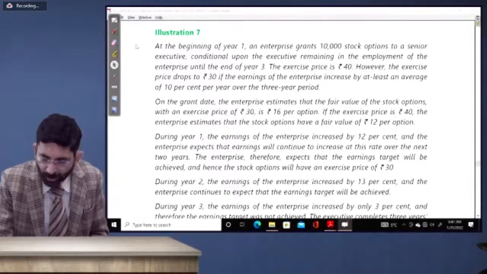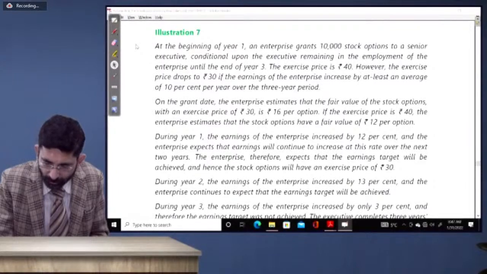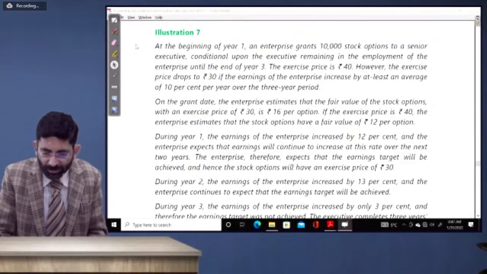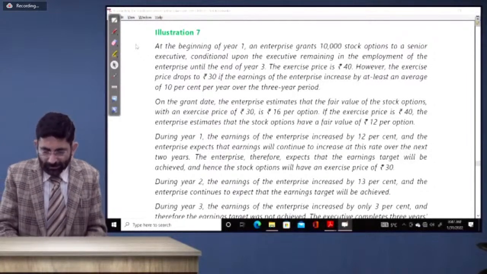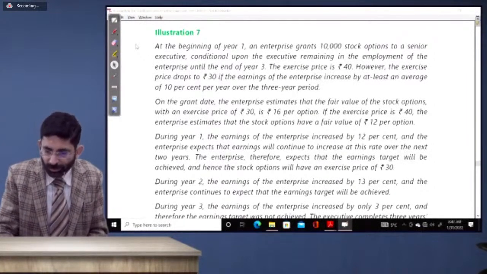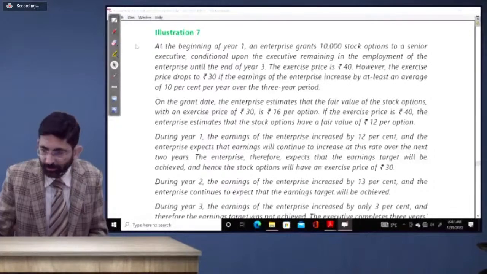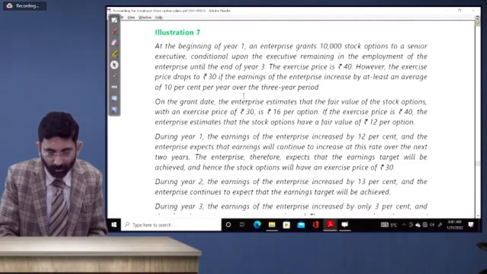I'm checking your queries. If you have any query, just send me fast. Sir, what we have to do in illustration number 4? Just see illustration number 4 also. Once we should have to see it. Illustration number 4.